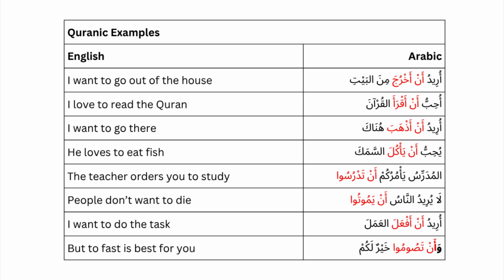Now the fourth row, he loves to eat fish. Yuhibbu an yakula samak. The highlighted part is an yakula. Once again, this is Masdar Mu'awwal. It means to eat, and it functions as the thing being loved.